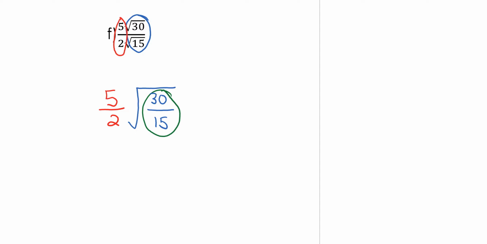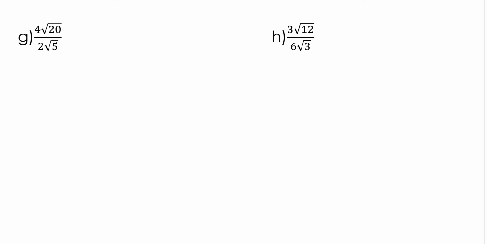For letter F, I have these outside numbers, 5 and 2. I can't simplify 5 over 2, so I can leave that as 5 over 2. And then I have this radical expression there, root 30 over root 15. So I can write that as a bigger radical with 30 as the numerator and 15 as the denominator. And if I take a look at this inside fraction here, 30 divided by 15 is going to be 2. So it's going to be root 2. And then the 5 over 2 just tags along on the outside. So 5 over 2 times root 2 as a final answer. Okay, moving on to letter G.